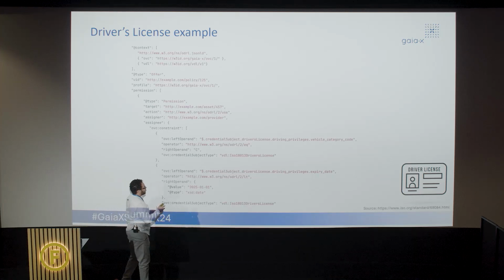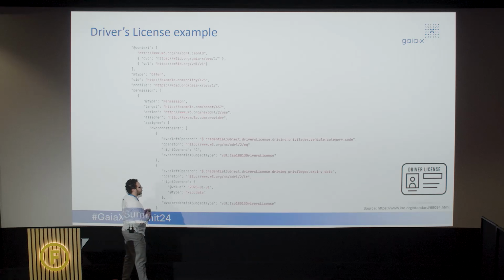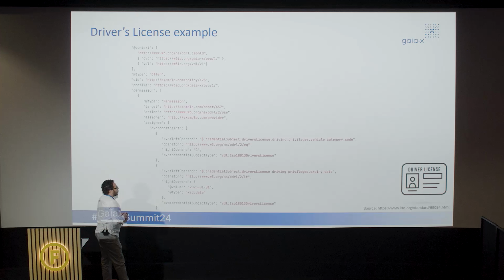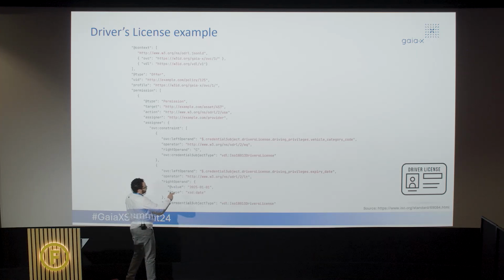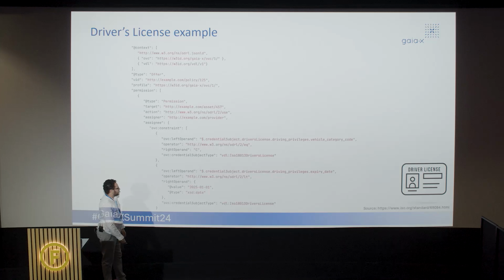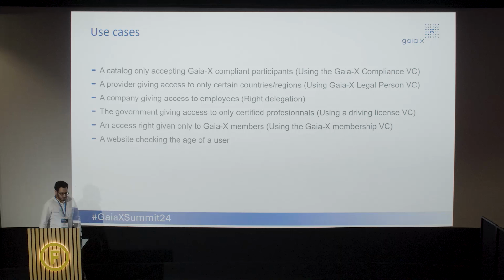And the type of the credential must be this type from the driver license, from this specification, and you can see the source right there at the bottom. The second constraint that applies is that the expiry date of the driver license must be less than, for example here, 2025. So it must expire at least in January 2025. So let's go next.